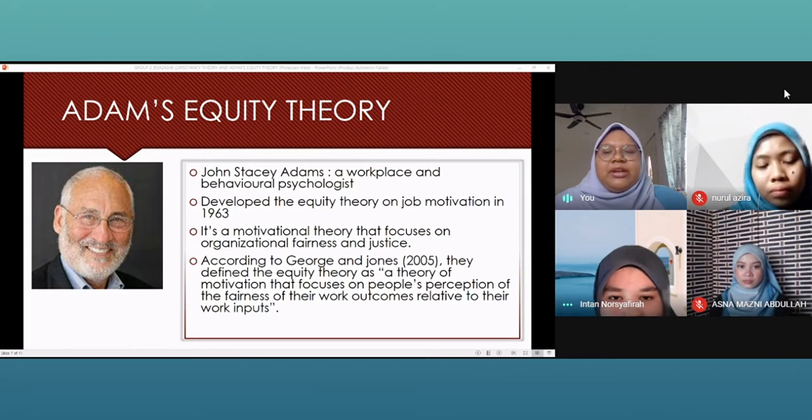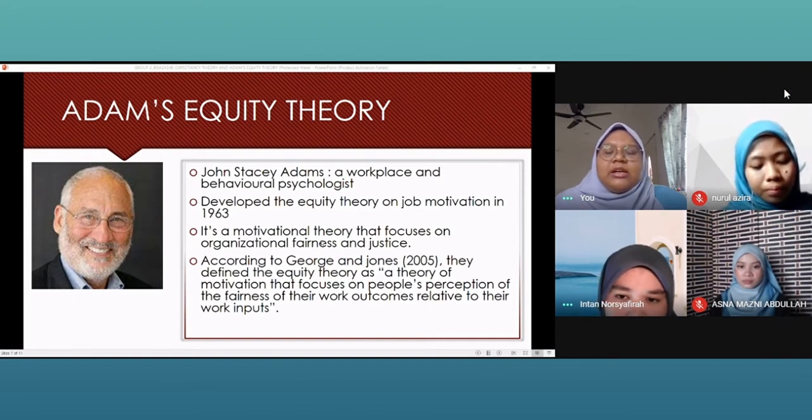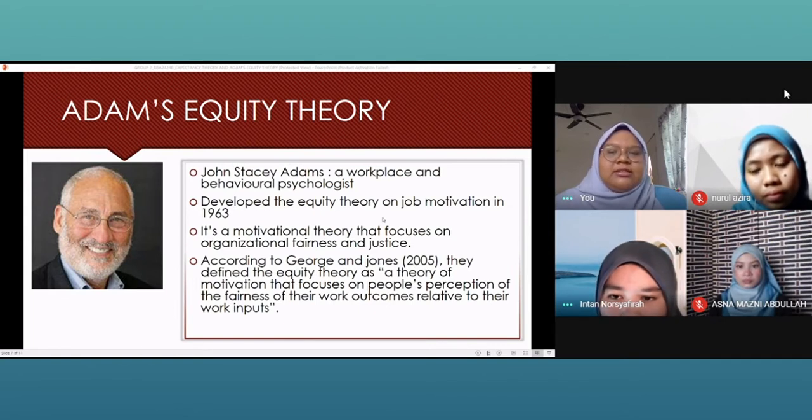So, this theory is a motivational theory that focuses on organizational fairness and justice. According to George and Jones in 2005, they defined equity theory as a theory of motivation that focuses on people's perception of the fairness of their work outcomes relative to their work inputs.